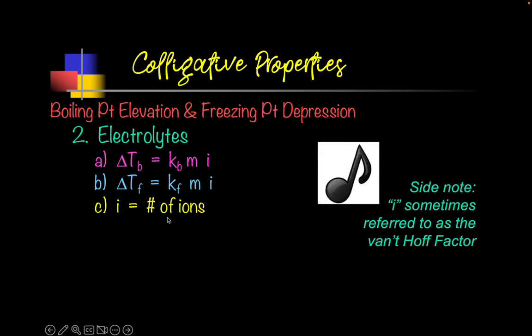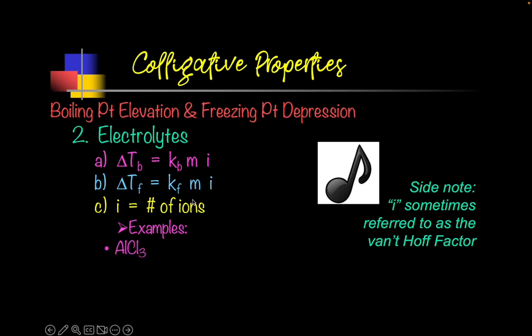A little side note for those of you that read a lot about chemistry or take a higher level chemistry class, you might hear that the little i is sometimes referred to as the van 't Hoff factor. I don't generally use that term in pre-AP chemistry or accelerated chemistry, but if you hear it, you'll know what that means. Really, it's making you think about how many ions are present in a solution or a sample. Let's just practice that really quick.